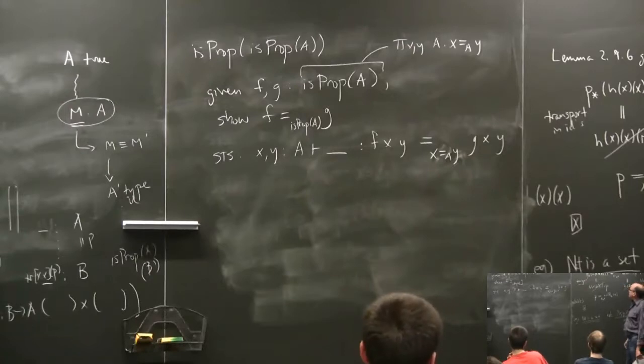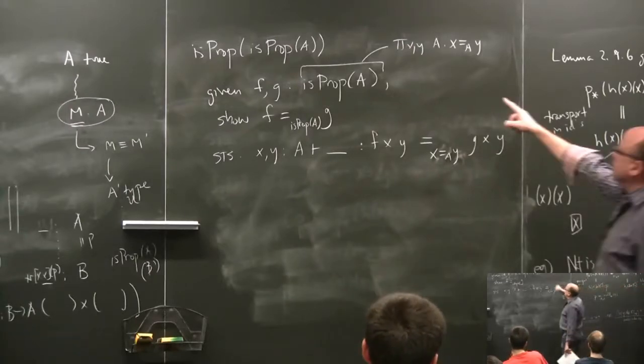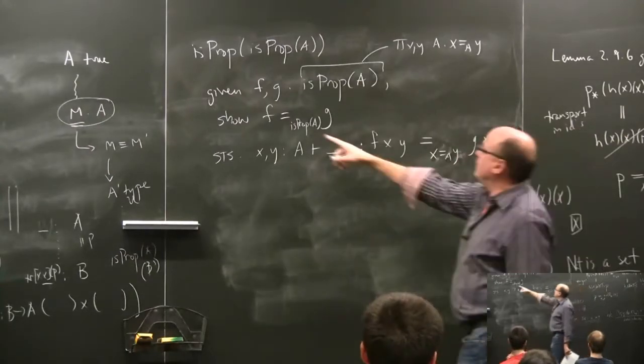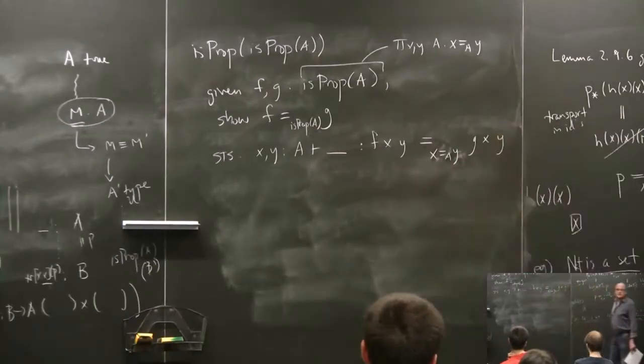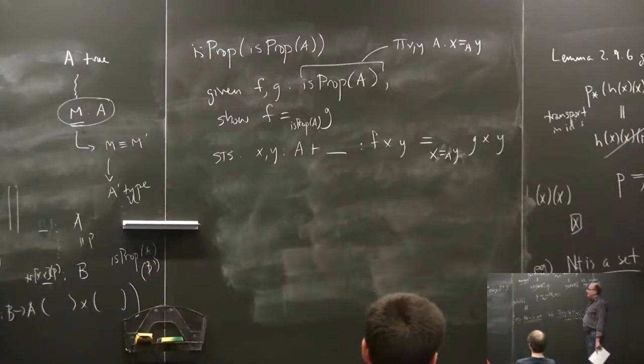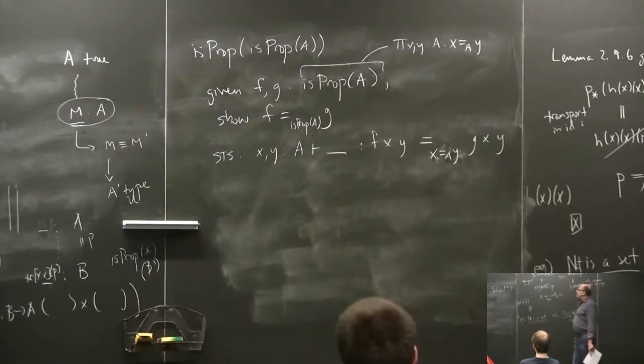Did I do this right? Because if you just apply f to x and y, then you get the type on the right. Right. Okay. So this is good. So we're good. Sorry about that, I messed it up. You see, it's easy to get confused.